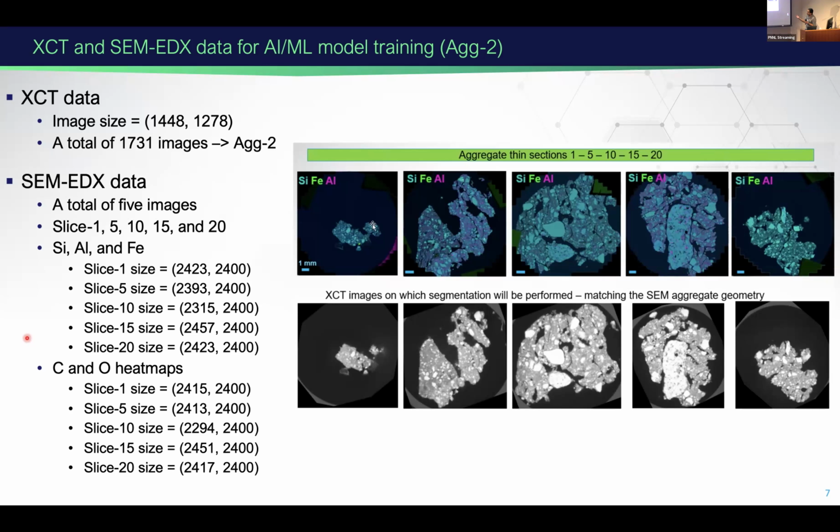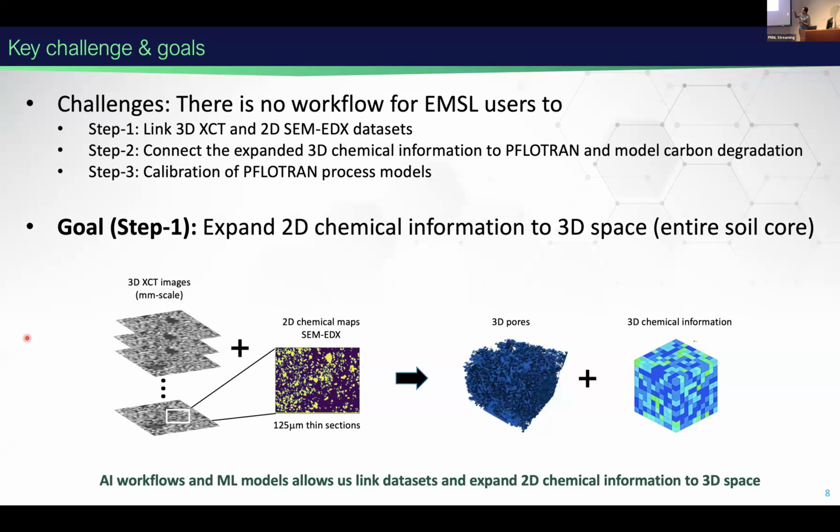So most of the time, it's 80% of curation of the data set for the machine learning, such that once you have that, then you can use various machine learning tools to have a one-to-one mapping between the grayscale and the color scale from the SEM-EDX. Okay, so that is a major challenge. So there is no workflow for EMSL users to fuse this data set and transfer that information to process models such as PFLOTRAN. That's the first thing we want to address.